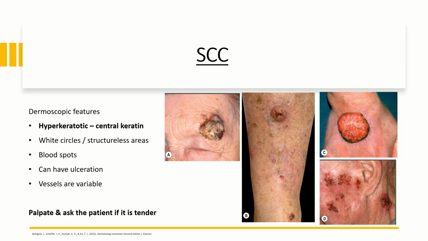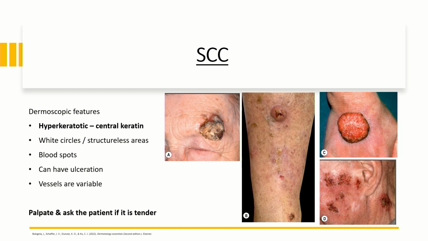So SCC. I have to say, when I look at patients' SCC, the dermatoscope is not the most useful thing. Normally we just look at it and think, oh, that looks like SCC. Normally they will have this sort of hyperkeratotic center or central keratin. But under the dermatoscope, they may have white circles, structureless areas, blood spots, and again, ulceration if it's been going on for a while. And the vessels are quite variable, so you don't need to remember what vessels you will find in SCC.